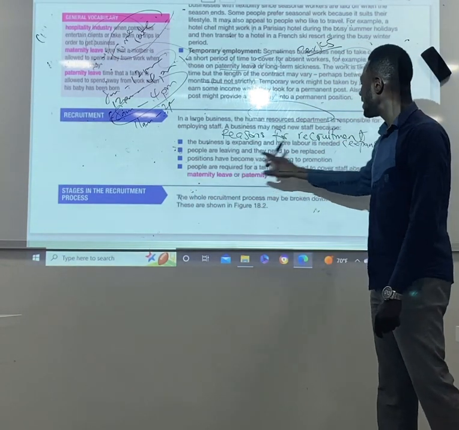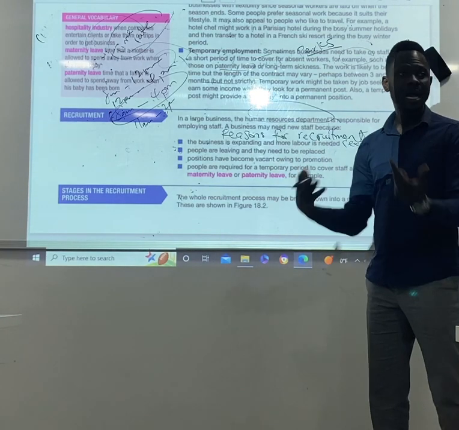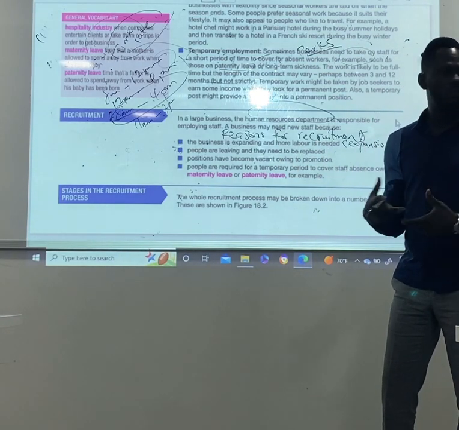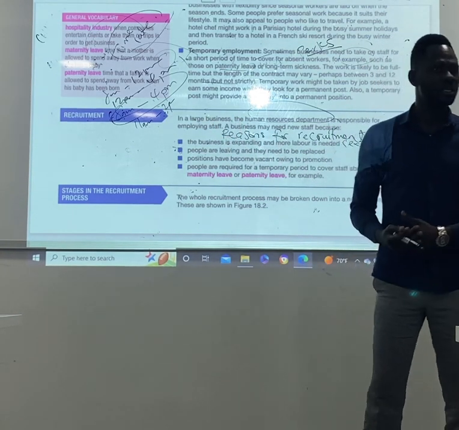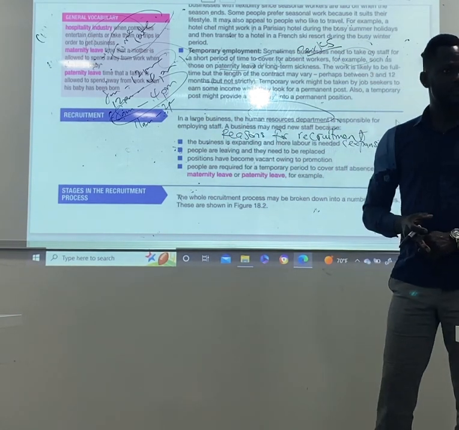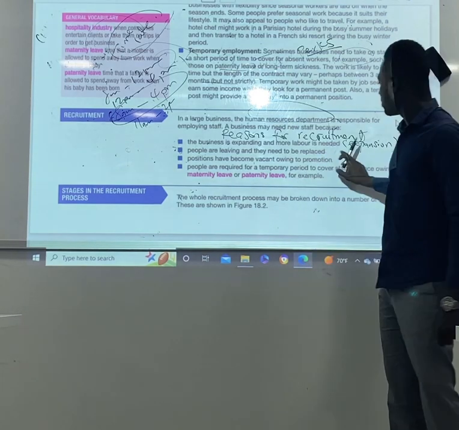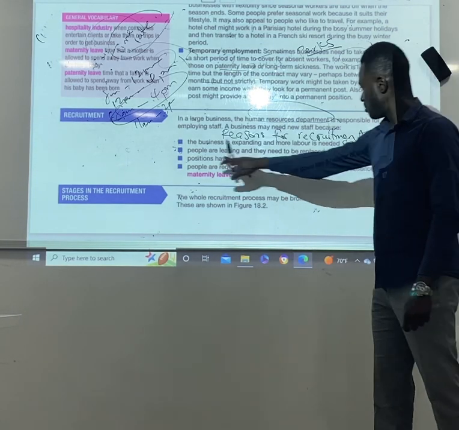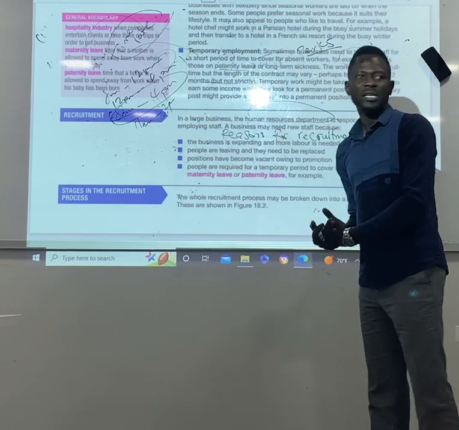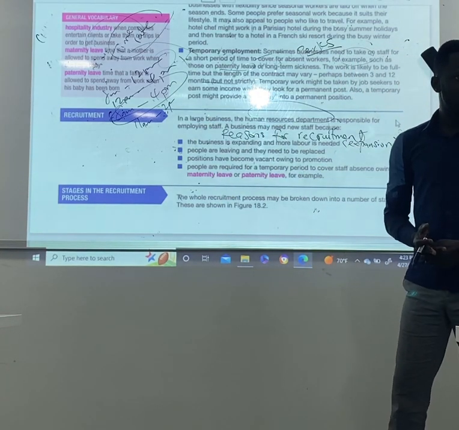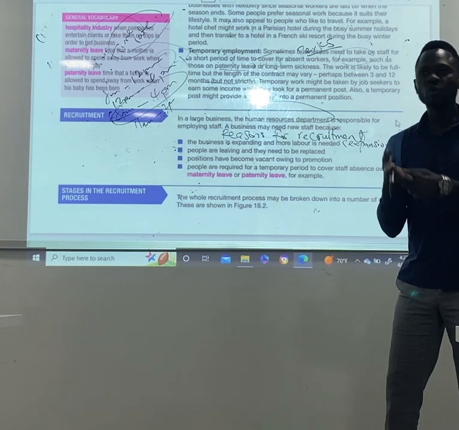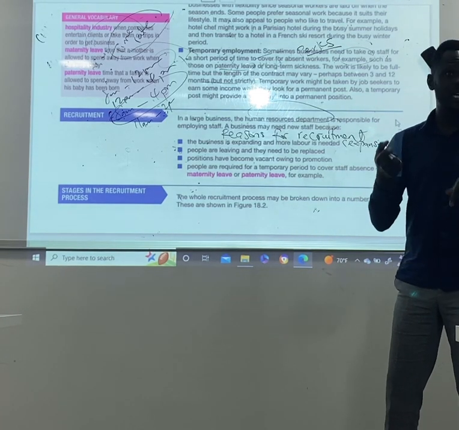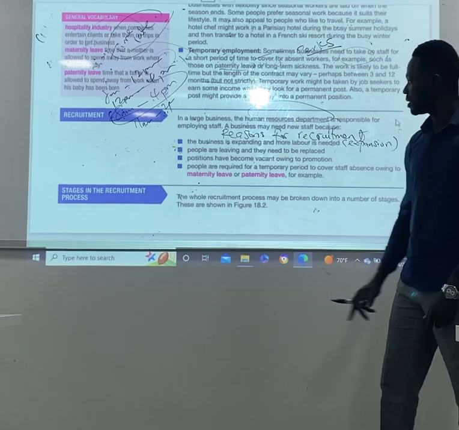Second, people are leaving and they need to be replaced. Staff turnover. Maybe some group of people are leaving the company, and as soon as they leave, there's an opening, there's a vacancy. Do you get the point here? People are leaving, you have to replace them. You don't leave it empty because production will stop, and you wouldn't want production to stop. So that means you have to get someone engaged. That's the second reason.